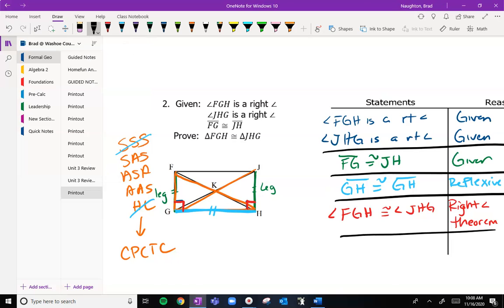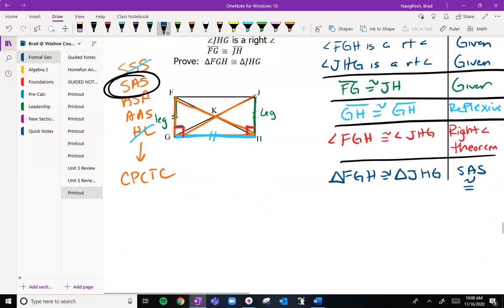All righty. So it looks like I got a side, an angle, and a side, so we're sassy frass all the way. So triangle FGH is congruent to triangle JHG by SAS congruence. So just because we have added HL to the list doesn't mean that everything is HL today. Fun fact of the day.